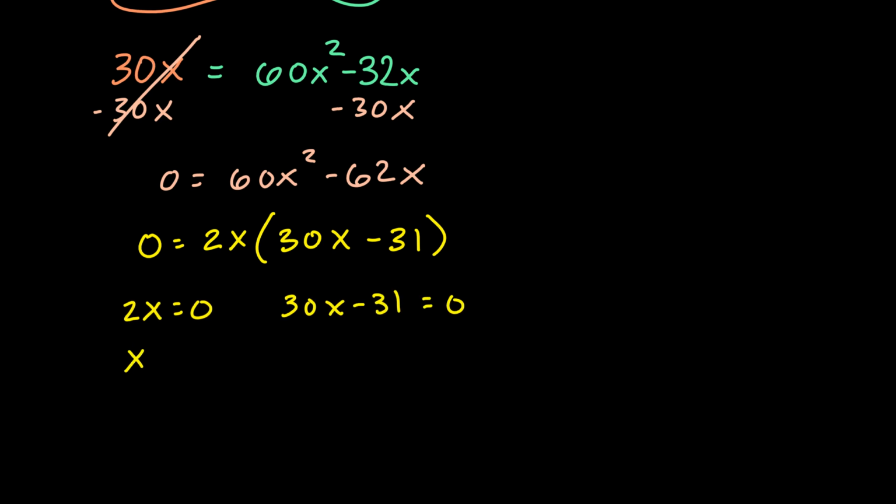So this x is equal to 0, and then we add 31 over, divide by 30, and it doesn't reduce. It remains 31 over 30. We had some ugly fractions today.